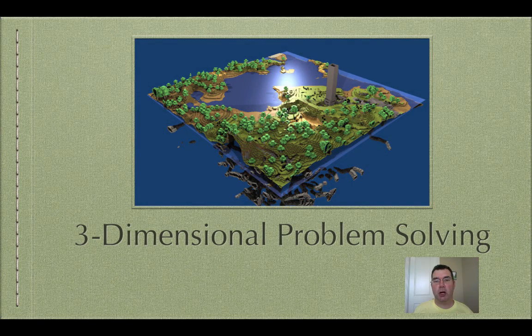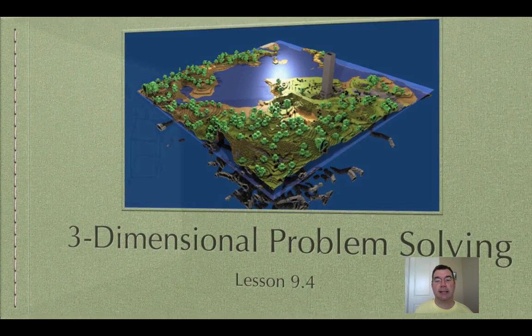Hello again. We are moving on in our unit of trigonometry, and we're going to talk about three-dimensional problem solving. This is lesson 9.4, so let's get started.